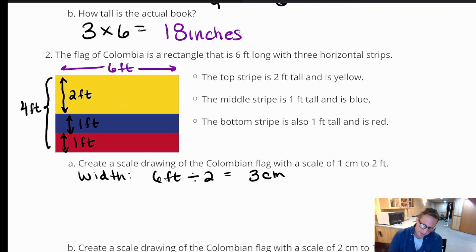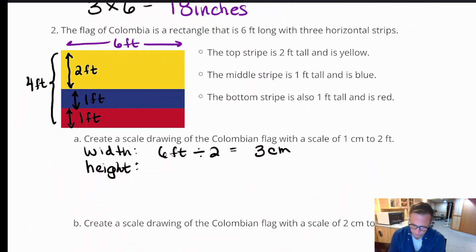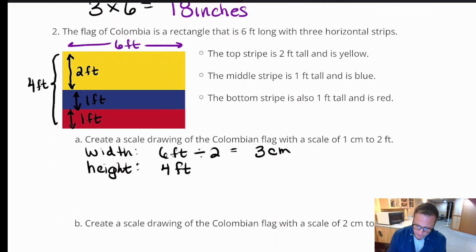All right, the height. The height is listed as well, it's 4 feet. If I divide that by 2, you get 2. So you're going to make your scale drawing 3 centimeters by 2 centimeters. That's for the entire flag.